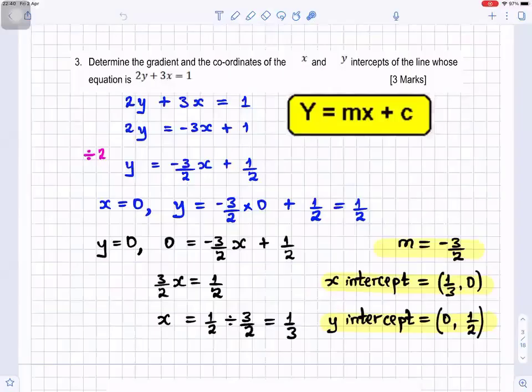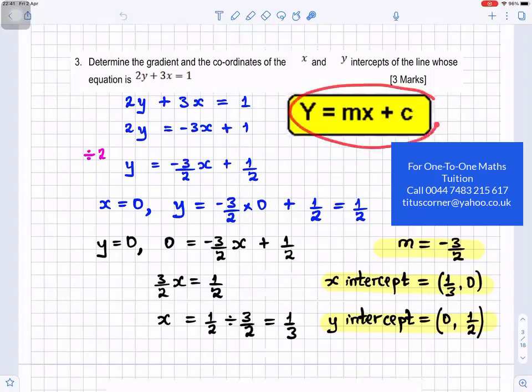Question number 3. Determine the gradient and the coordinates of the x and y intercepts of the line whose equation is 2y plus 3x equals 1. To determine the gradient, we want to arrange the formula to look like y equals mx plus c, where m is the gradient and c is the intercept on the y-axis. So we rearrange that equation to make y the subject.